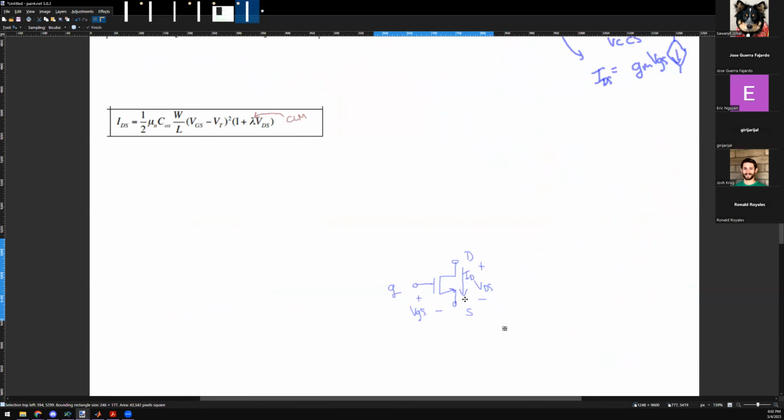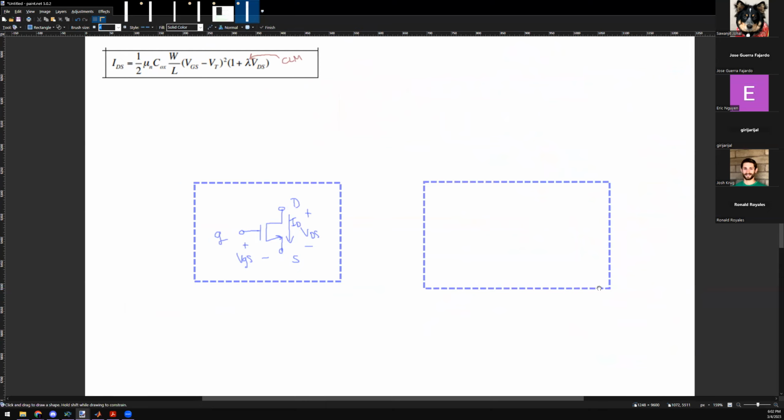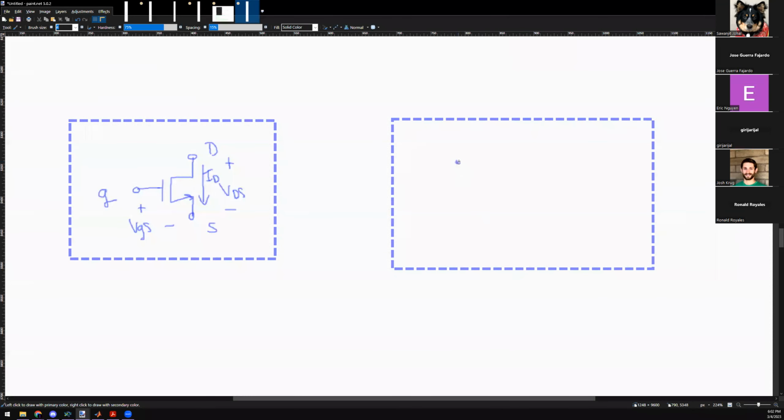So basically, I could take my MOSFET, which is this annoying circuit, and translate it to what? I have a gate voltage, a drain voltage, and a source voltage. Here is where VGS lives, right here. And here's where VDS lives.